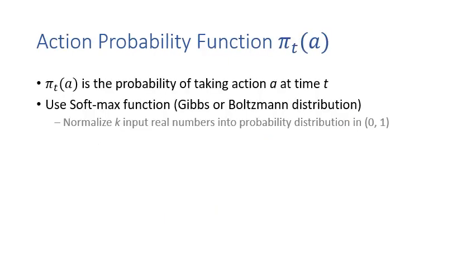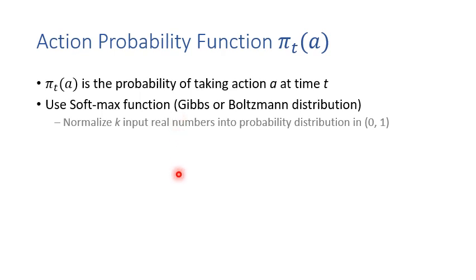So how do we design the action probability function pi_t of a? pi_t of a is the probability of taking action a at time t. So it needs to be a probability function whose output is between 0 and 1, and it needs to consider the preference of different actions. So the most popular choice, the go-to solution, is the Softmax function. You see this function again and again in neural networks, right? This is the go-to function for multi-class classification.